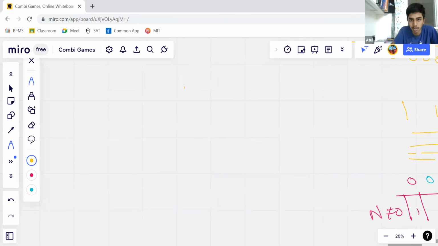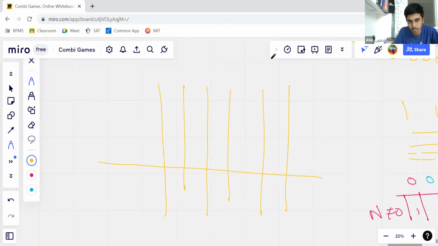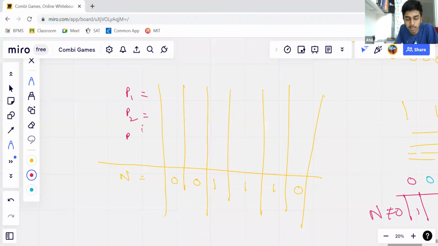So there is this nim sum that exists. And it's something like this. Right? This is just random. And we have our piles P1, P2, and so on until Pk. And let's just do it.